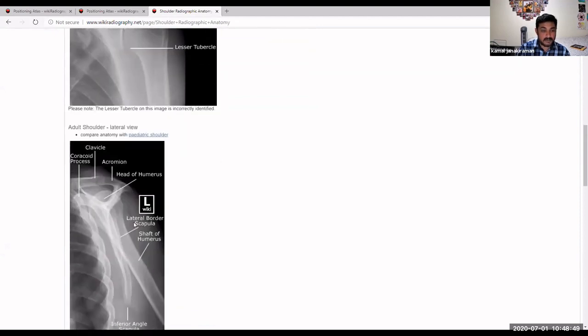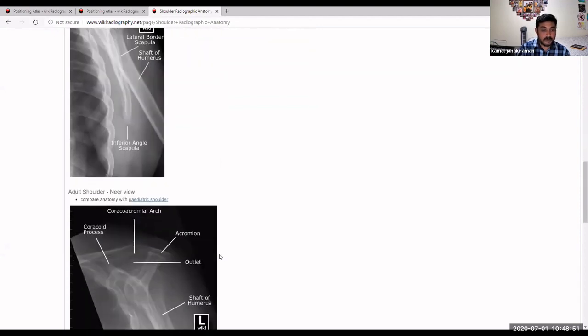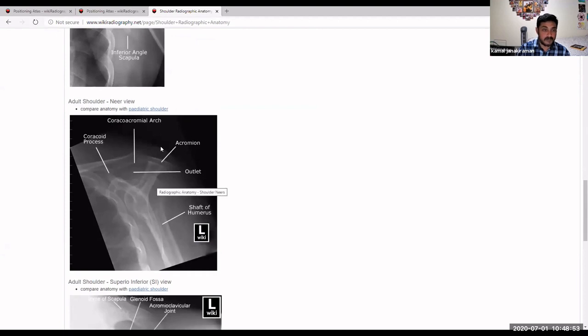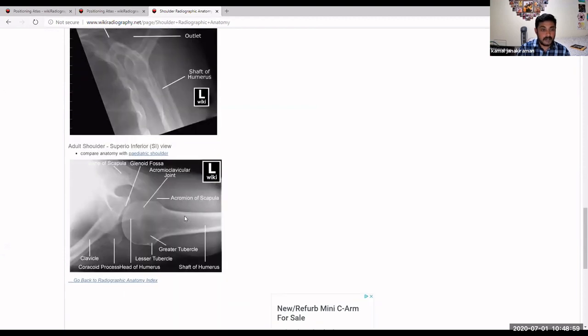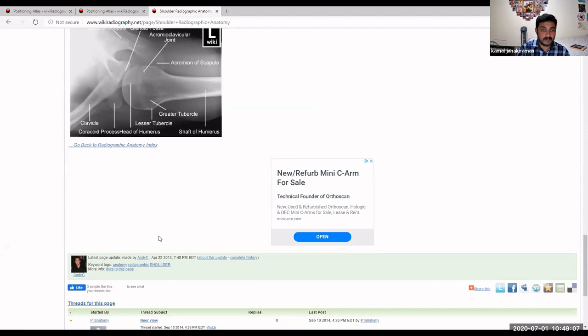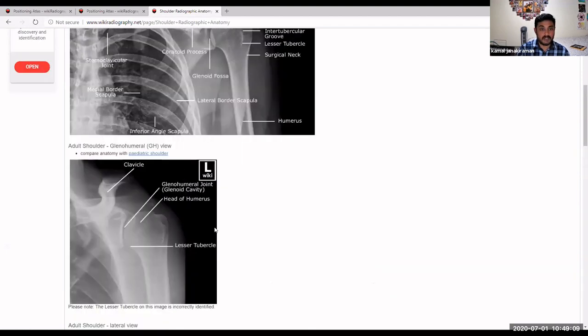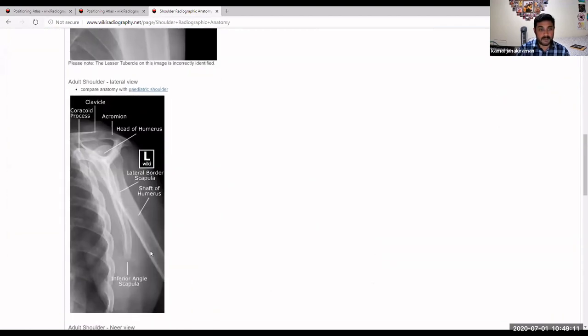And this is the lateral view of the shoulder. And this is called the Mears view. This is mainly to see the coracoacromial arch, coracoid process, and the acromion. And this is a superior inferior view. These are some of the rare views they take. The common ones are normally the AP view and the lateral view. These are the common things.